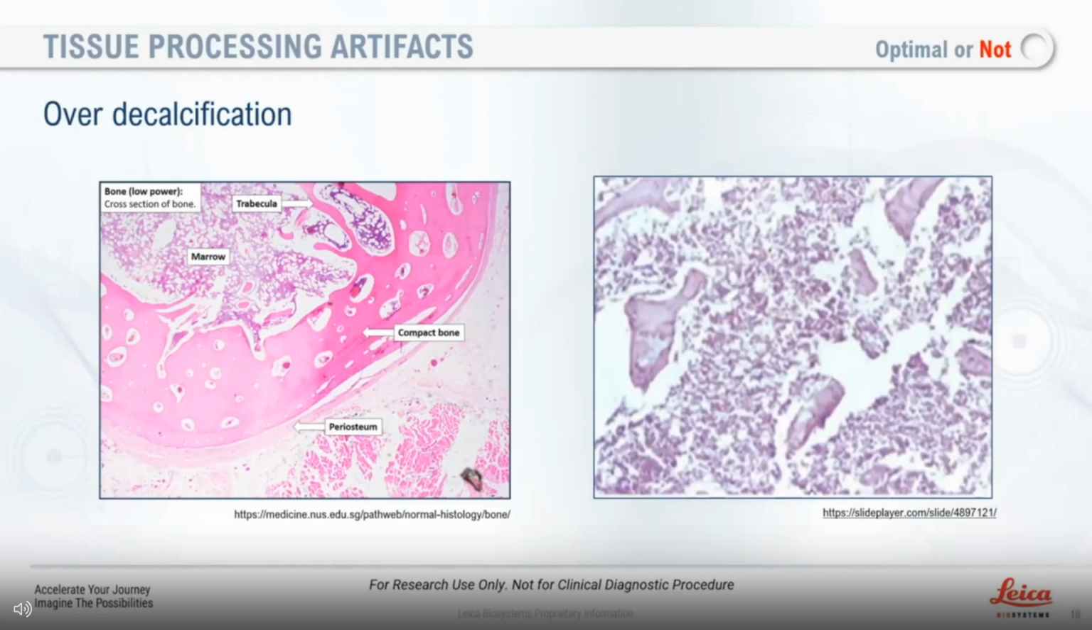Of course, the opposite of under-decalcification is over-decalcification. Again, the section on the left is even and well stained, and the structures are easily identified. On the right, you can see a section of bone that has been over-decalcified. Over-decalcification also can adversely affect your IHC, such as kappa and lambda, which would not work with this section.